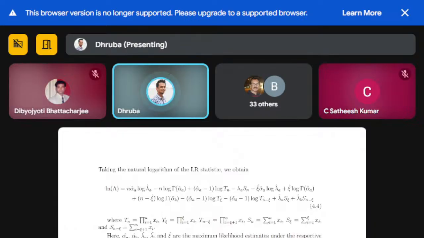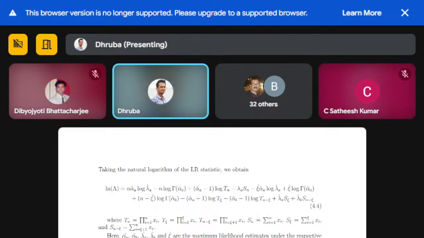Now, taking the natural logarithm of the likelihood ratio statistic, we obtain log of lambda equal to, which is given in equation 4.4. So here alpha A hat, alpha B hat, lambda A hat, lambda B hat, and xi hat are the maximum likelihood estimates under the respective hypothesis.